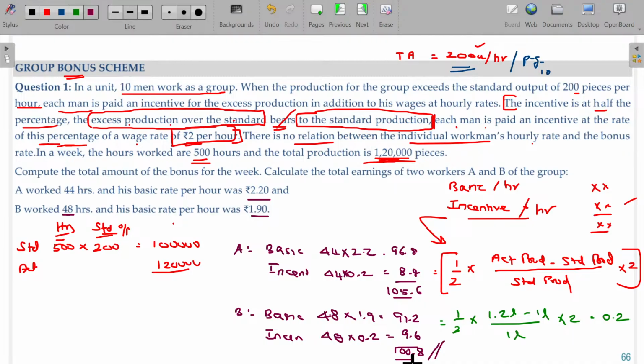Let's now move on to the next illustration. Online students, come on, keep responding.